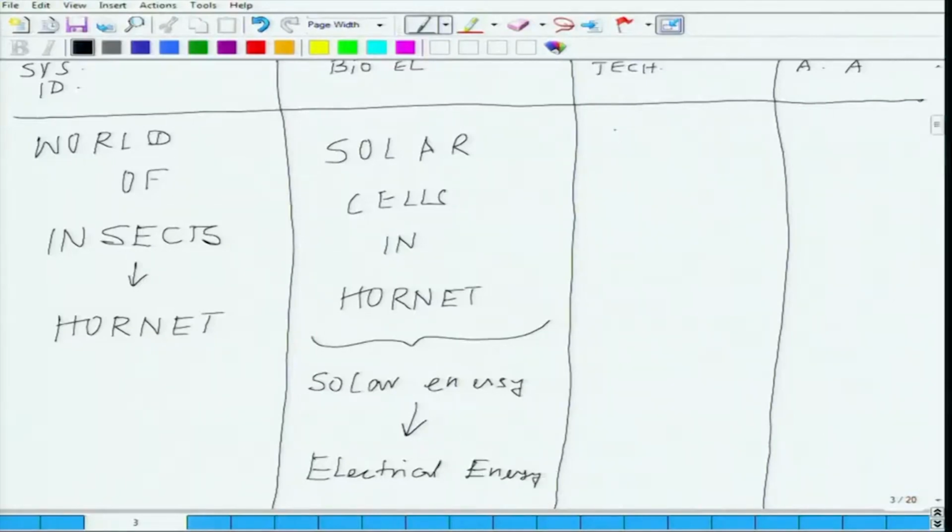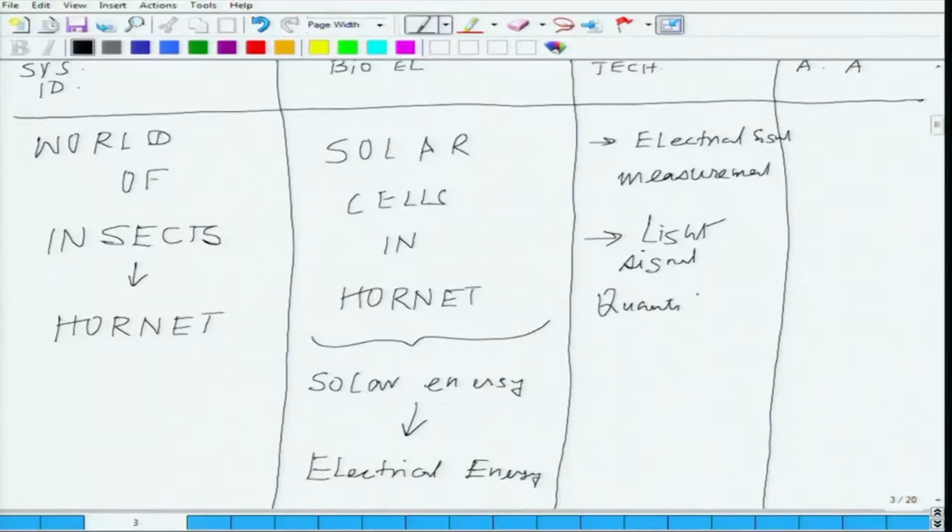And of course, the different techniques which will be used will be mostly electrical measurement, electrical signal measurement, sorry, and apart from it we will have light signal quantification. And among the advanced application, future energy harvesting tool, energy harvesting I should say strategy. Okay.